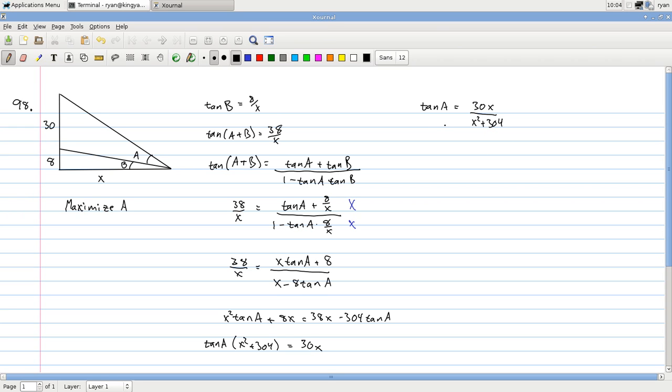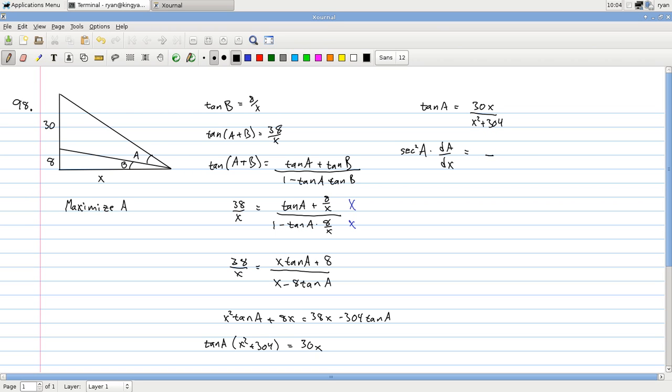So now we have A completely in terms of this side x. And now we're ready to maximize A. Remember, to maximize, we're looking for critical numbers. That happens where our derivative is 0 or where it's undefined. So we'll begin by differentiating this equation with respect to x. On the left-hand side, the derivative of tangent A is secant squared A times dA/dx.